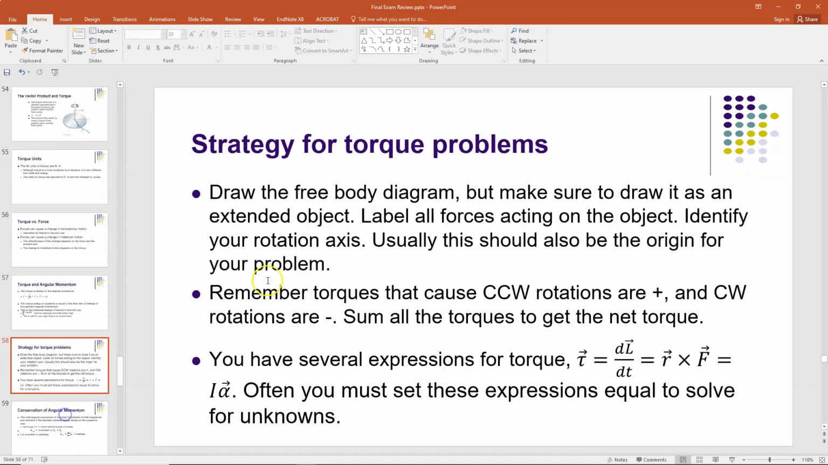And there you go. So, for torque problems, you got to draw your free body diagram, right? Make sure to draw as an extended object or it's worthless. Label all the forces acting on the object, identify your rotation axis. This should probably also be your origin, by the way. And remember that torques that cause counterclockwise rotations are positive and clockwise rotations are negative. You then sum all your torques to get the net torque, okay? And then you have several expressions for torque which you can use and solve for your unknowns.